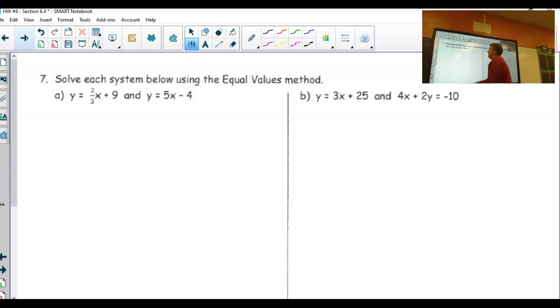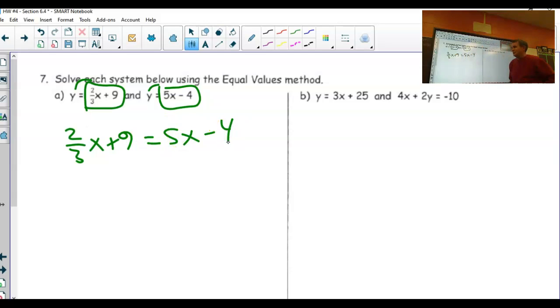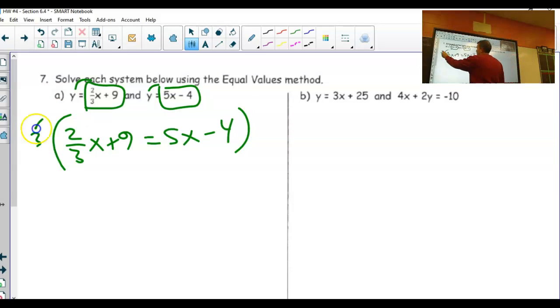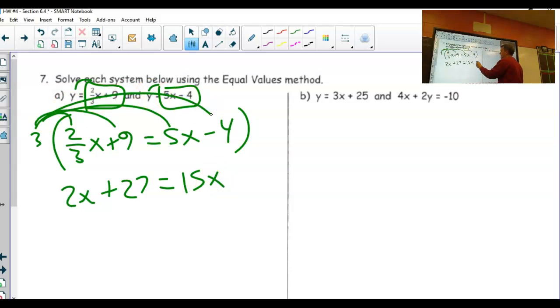So the equal values method says that if this is equal to y and this is equal to y, then they must be equal to each other. So I set them equal to each other. And if I were solving this, certainly without a calculator, the first thing I would do is clear the fractions by multiplying everything by 3, right? This is the fraction busters. 3 times 2/3 is 2. 3 times 9 is 27. 3 times 5 is 15. 3 times 4 is 12.